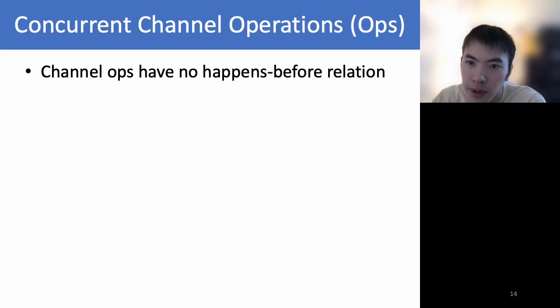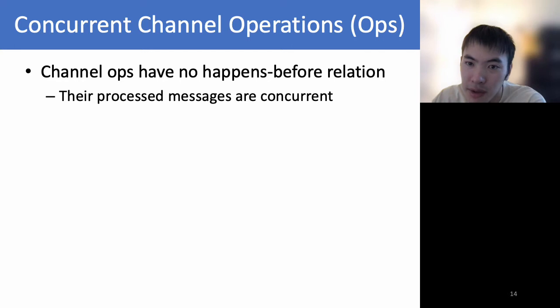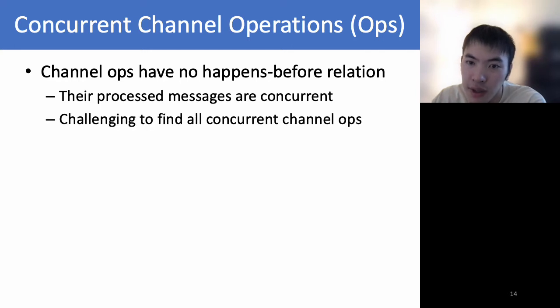If two channel operations do not have a happens-before relation, we consider them concurrent channel operations, and their processed messages are concurrent messages. It is challenging to determine whether any two channel operations are concurrent, since there are too many synchronization operations in a Go program and it is difficult to analyze their interactions.